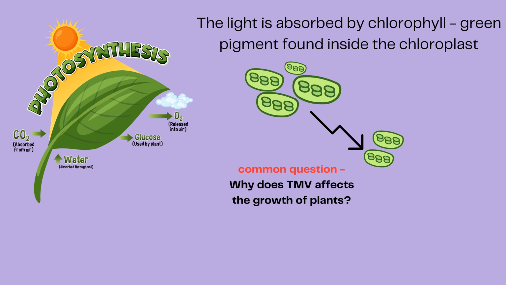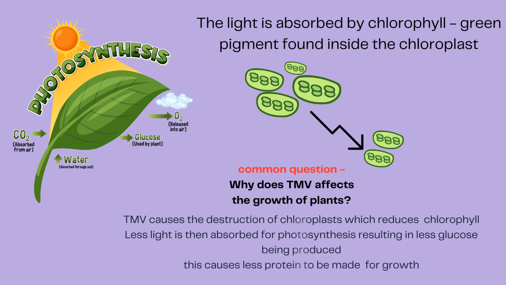So write down this question for me, please, everybody. Why does TMV affect the growth of plants? So let's go through the answer. TMV causes the destruction of chloroplast, which reduces chlorophyll. Less light is then absorbed for photosynthesis, resulting in less glucose being produced. This causes less protein to be made for growth. Ensure you have this question written down and the answer.